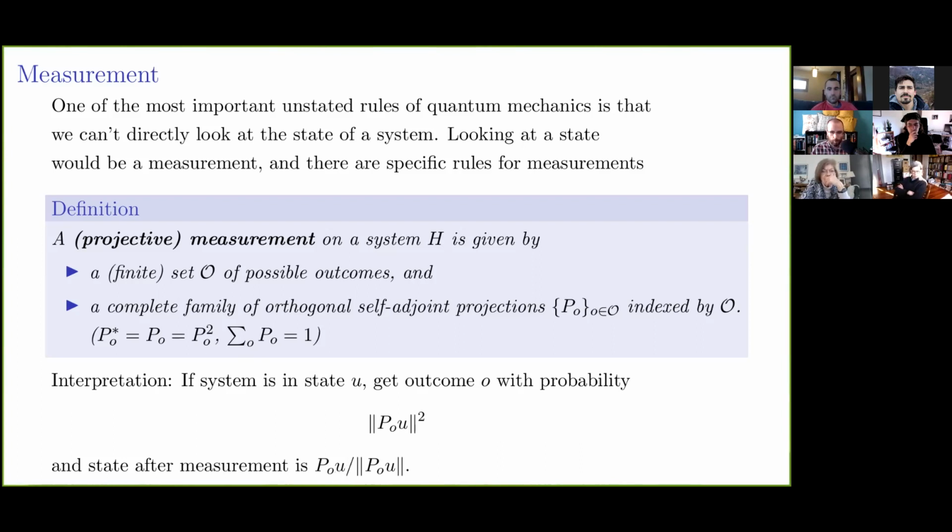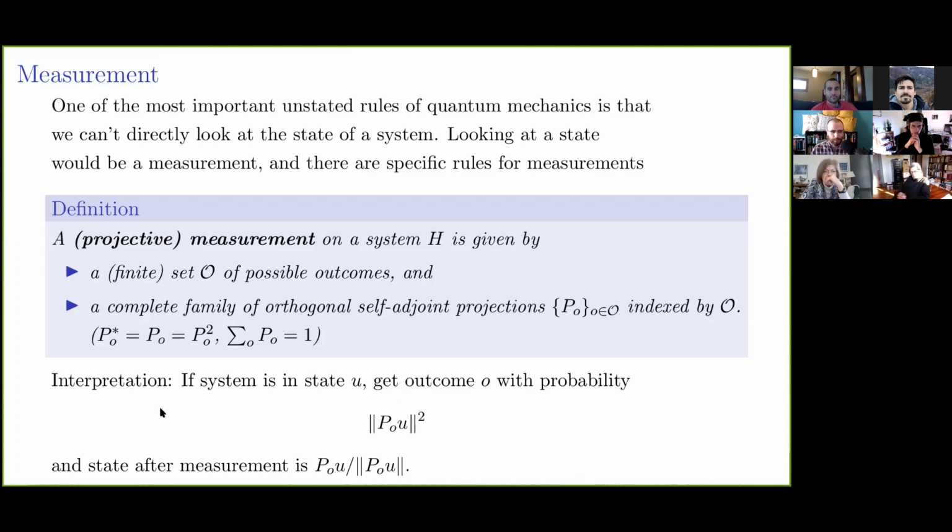So we divide by the norm of P_0 times U. And of course, if this is 0, that would be an outcome that never happens. So we just say there's no rule for what happens in that case. It happens with probability 0. So for any outcome that happens with probability greater than 0, this will make sense.